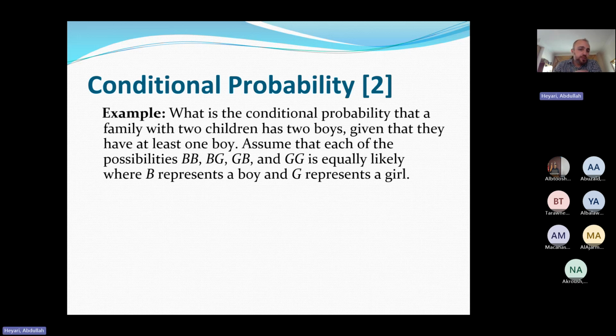So let's consider all the combinations of having 2 children. A family has 2 either boys or girls or a combination of both. So it's either boy boy, or boy girl, or girl boy, or girl girl. That's all the possible combinations. But here they are telling me that they have at least 1 boy. So girl girl would be excluded from my search space. So here we are talking about boy boy, boy girl, and girl boy.